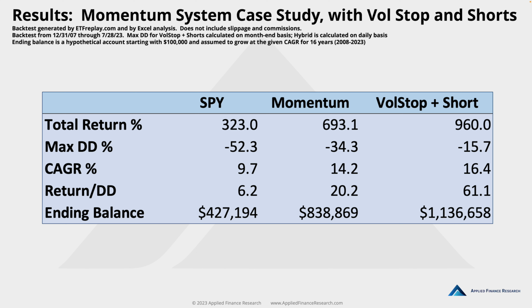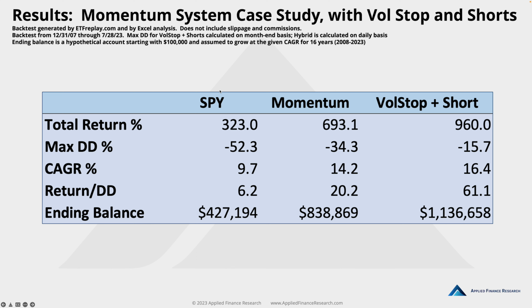One note about the maximum drawdown data we're going to be looking at in this video is that the maximum drawdown for the volatility stops and shorts data is calculated on a month-end basis, and the momentum and SPY drawdowns are calculated on a daily basis. So it's not exactly apples to apples, but it is enough to give us some insight for our purposes here.